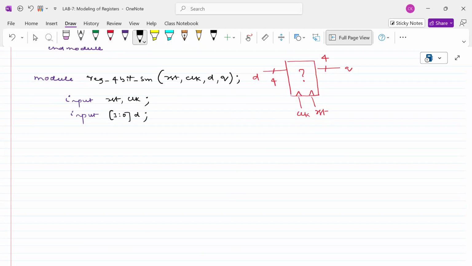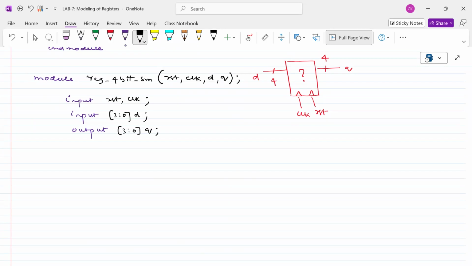D. Next, what is the output? Do we need to write the output as a register data type? In structural modeling, it doesn't require. When you are writing behavioral modeling, we have to write the output as a register data type, but otherwise it's not required. Let me write here 3 down to 0 of Q.